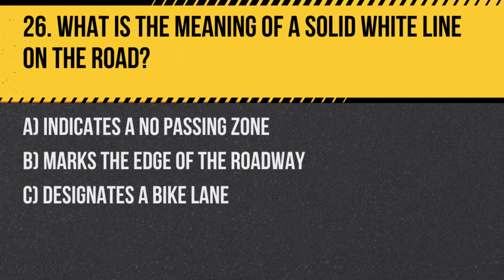Question 26. What is the meaning of a solid white line on the road? A. Indicates a no passing zone. B. Marks the edge of the roadway. C. Designates a bike lane.